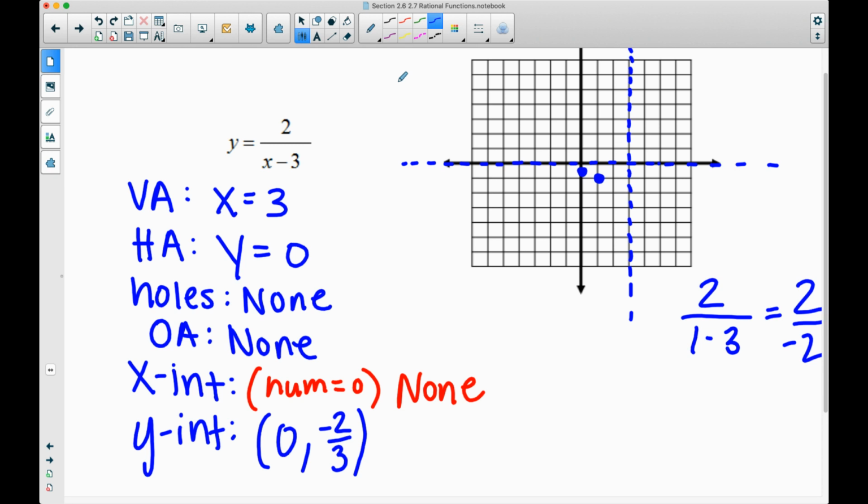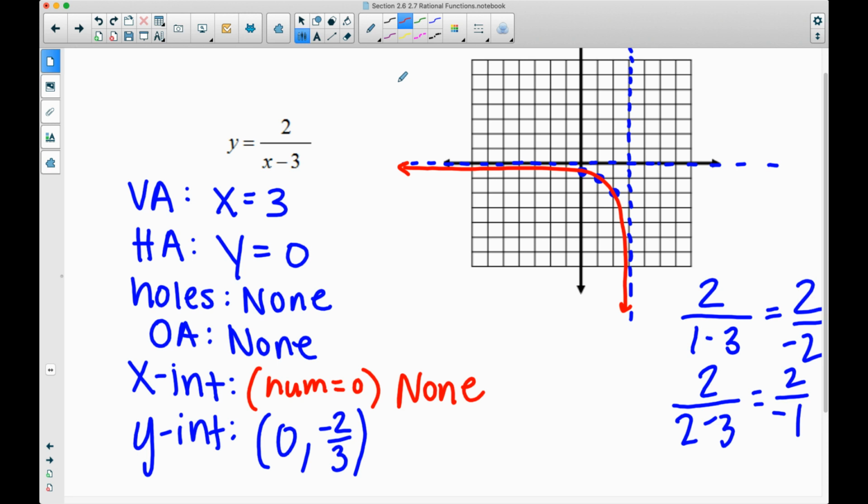I could plug in 2 if I wanted to. 2 minus 3 gets me a negative 1, so I get negative 2. Once you have a good idea of what it's going to look like in this area, you can stop plugging in points.